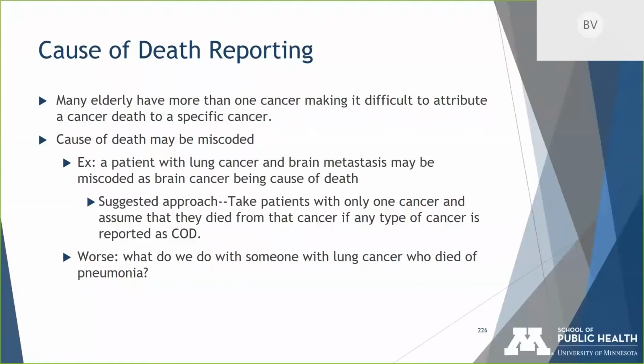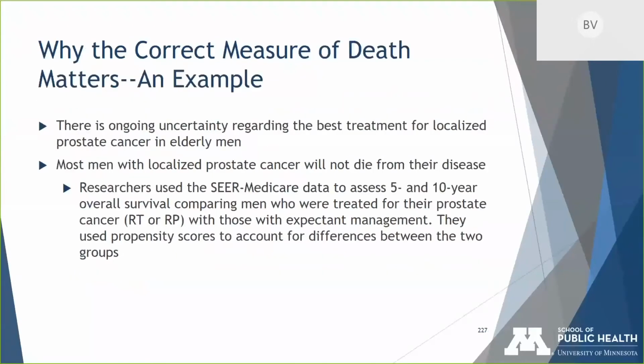You may also have trouble for someone if they have lung cancer and they died of pneumonia. Would you attribute that cause of death to lung cancer? You have to be thoughtful about how you want to do that. So why does it matter? If cause of death might be a little bit fuzzy, why might it be important?